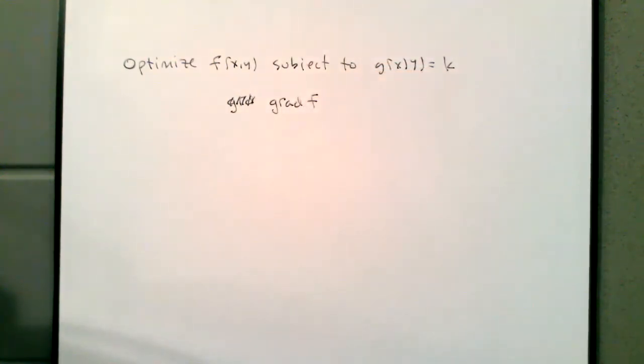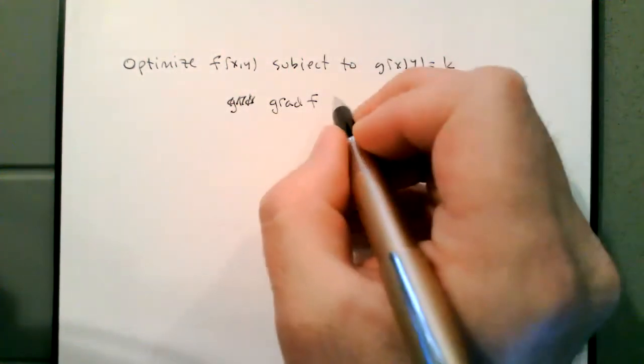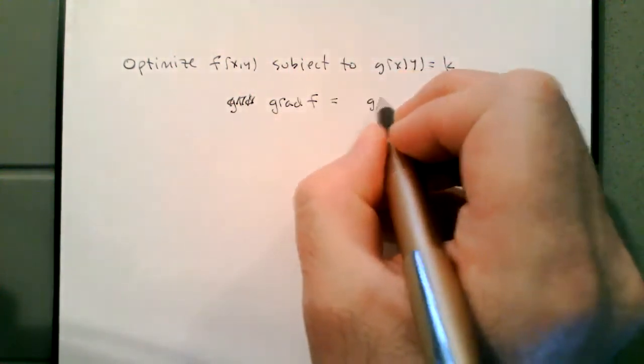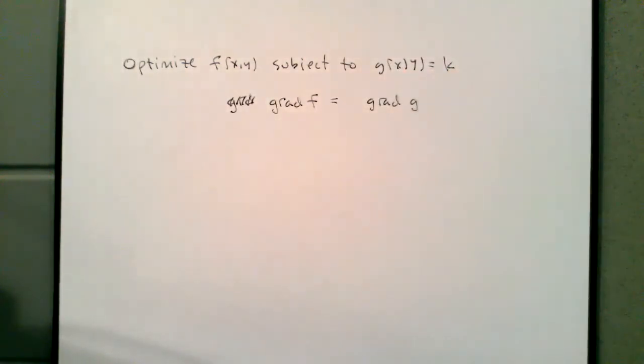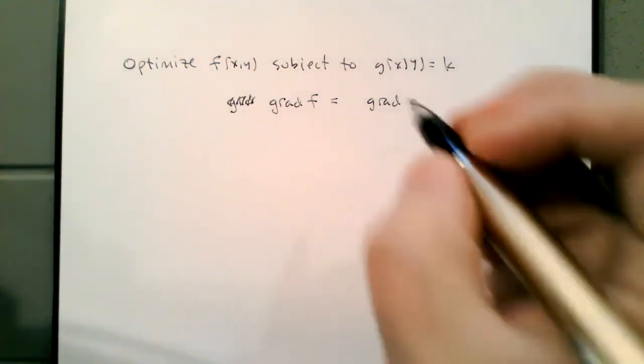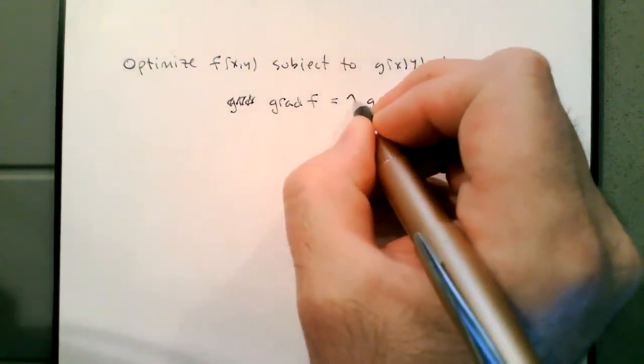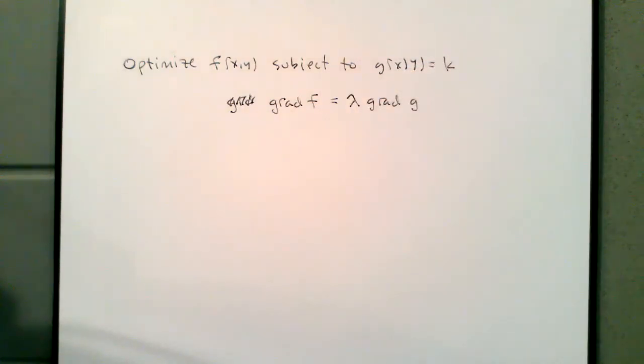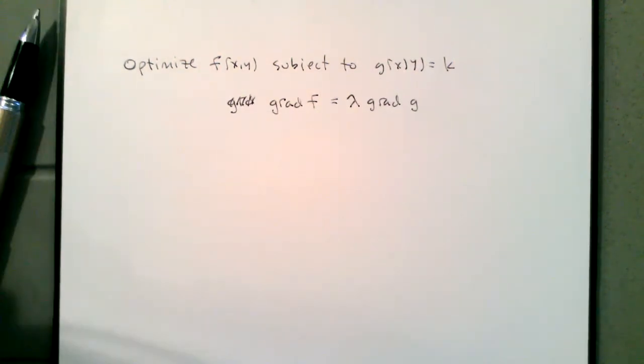We can also think of this as the gradient of f going in the same direction as the gradient of g. I want the gradients to go in the same direction, but they don't need to be the same value. So I just need one of these to be a multiple of the other. So we just say gradient of f is equal to lambda times the gradient of g. That's a lowercase lambda.